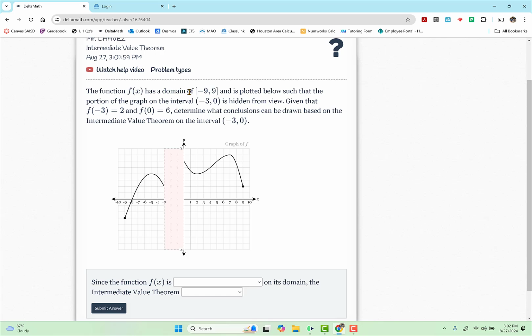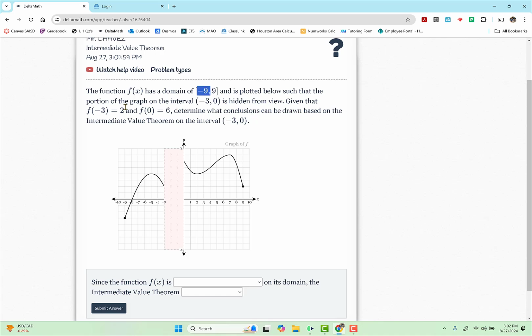The function f of x has a domain of -5 to 9 and is plotted below such that the portion of the graph on interval -3 to 0 is hidden from view. Okay, before I continue, did they mention anything about continuity? Nothing. They didn't share anything. So they don't tell me anything about continuity.